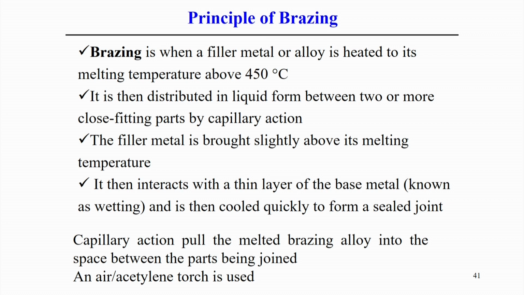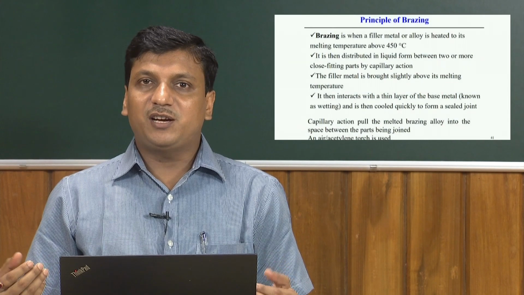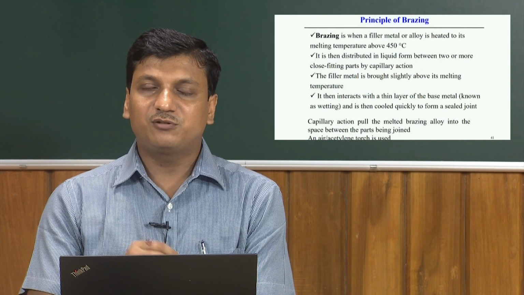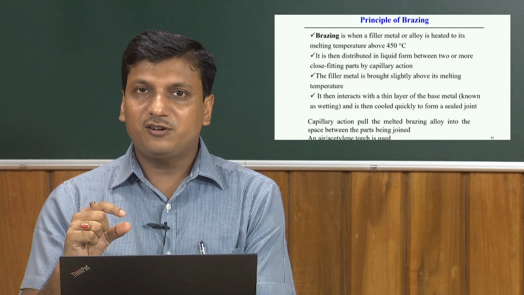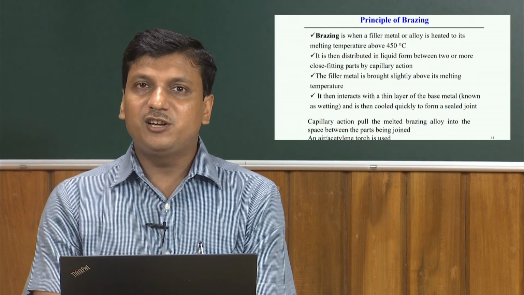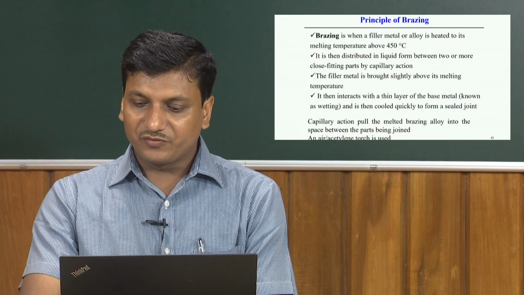Because that makes the wetting action between these two base metals, and at the same time the base metal is not much affected by the amount of heat. So, to avoid the base material being much affected by the heat, that is why the temperature increment is just above the melting point temperature of the brazing alloy.